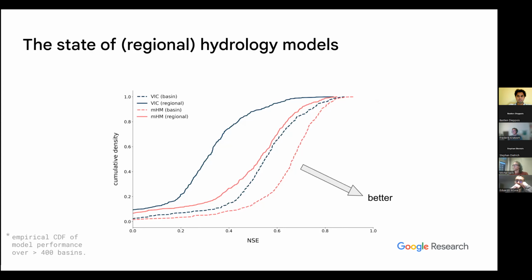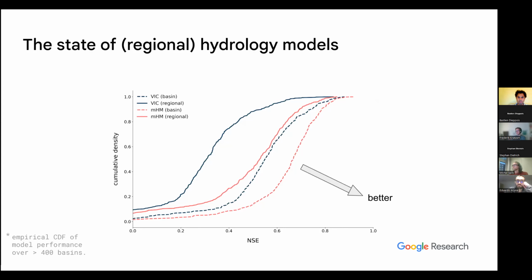However, the reality is that if we compare both of these approaches on the same basins, and I think this is true for all our hydrology models, at least that I'm aware of, usually the per basin calibrated hydrology model is much better than the regional calibrated counterpart, right?